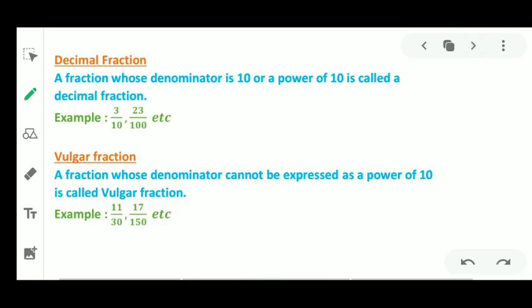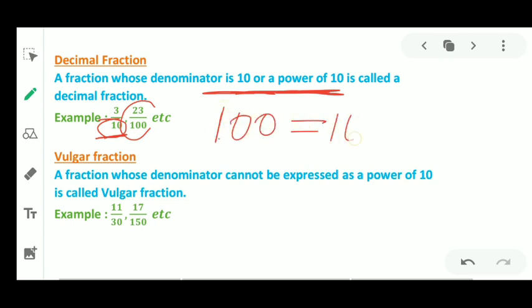Now decimal fraction. A fraction whose denominator is 10 or a power of 10 is called a decimal fraction. For example 3 by 10. Here the denominator is what? 10. So 3 by 10 is a decimal fraction. Now another example, 23 by 100. 100 is what? 100 equals 10 to the power 2. So the denominator is a power of 10. That's why 23 by 100 is a decimal fraction.